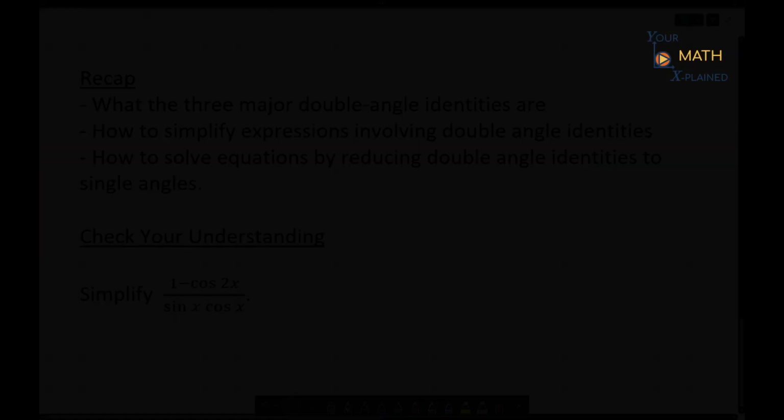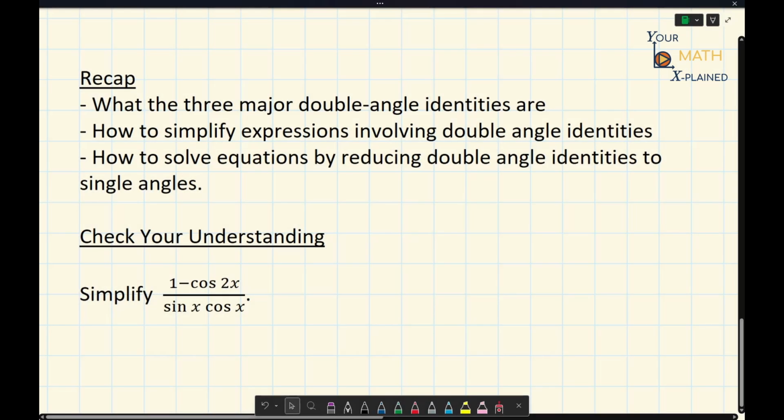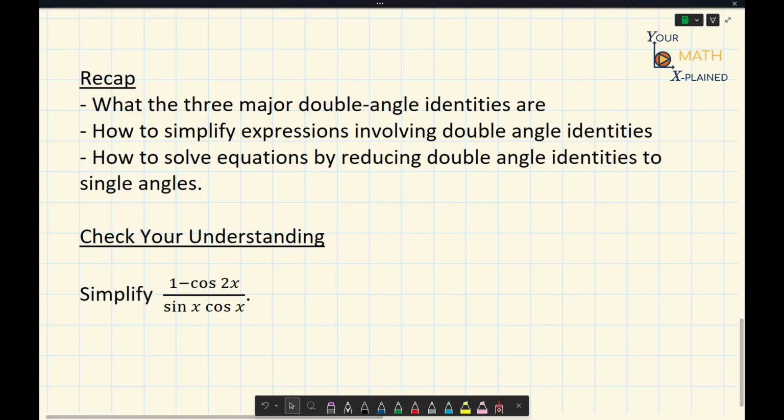Now let's do a quick recap of what we covered in this video. We went over what the 3 major double angle identities are and how they're derived. We looked at a couple of examples on how to simplify expressions involving double angle identities. And finally, we solved a trig equation involving a double angle.